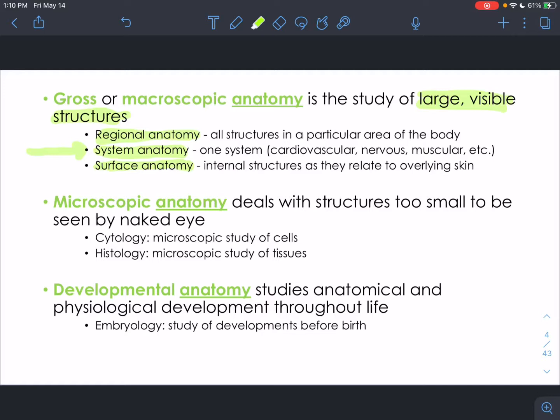The next type of anatomy is microscopic anatomy, which the name kind of tells you what it is, but it's looking at small structures, so things that you can't see with the naked eye.